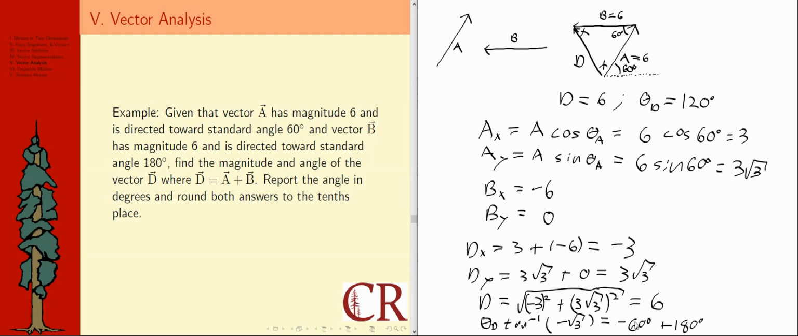The principal value of the tangent inverse function is normally in either the first or the fourth quadrant. So your calculator would give you this value, and then you have to know, based on the fact that this one is actually in the second quadrant, that you have to add 180 to that in order to get 120. And then the answer matches what I got using the geometric method. So let's go ahead and check those answers. There they are. It looks like it all worked.